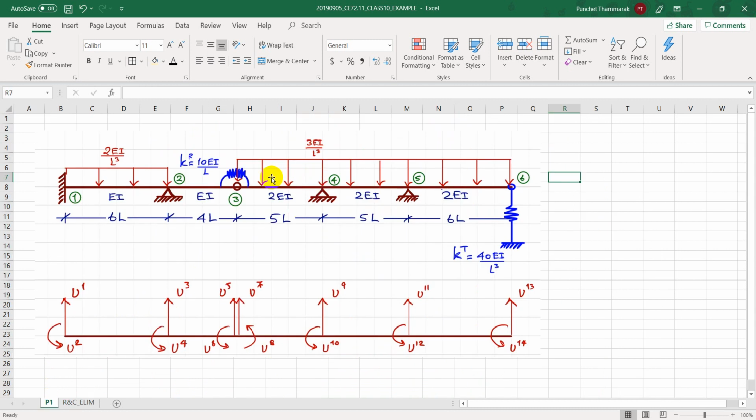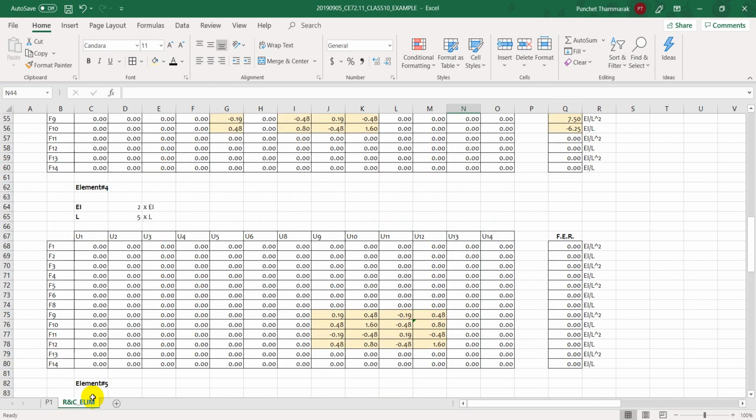We have span length 5. Again involving U9, 10, 11, 12. Okay, no jump. 9, 10, 11, 12. You have the 7.5 and 6.25 and 7.5 and minus 6.25.